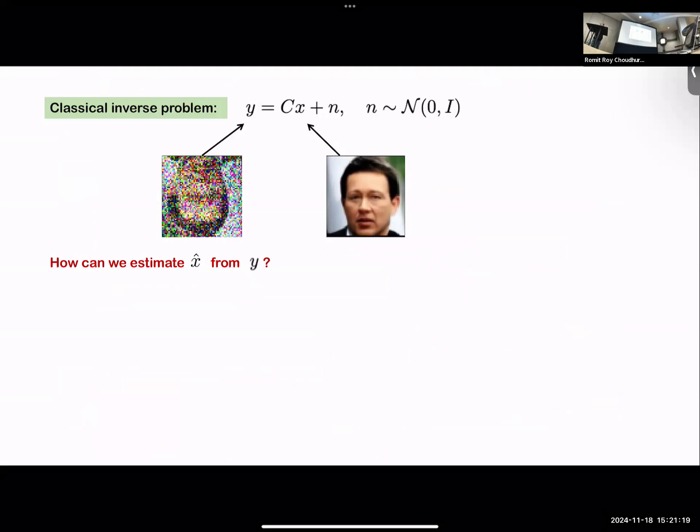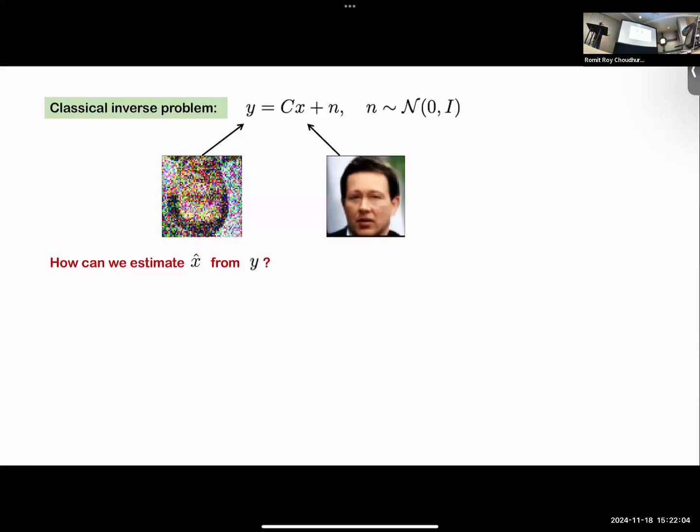So let me introduce you to what is called classic inverse problems. In classic inverse problems, y is a function of x plus some noise. So in the linear case, y equals Cx plus n, and n is, let's say, Gaussian noise. Here you can think of y being some noisified picture but rotated. Where did the noise come from? The noise came from n. Where did the rotation come from? From C.